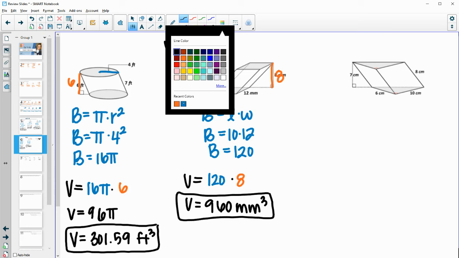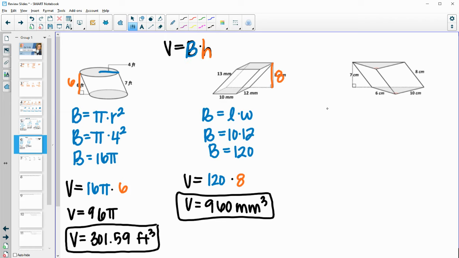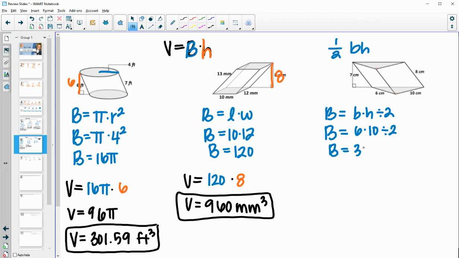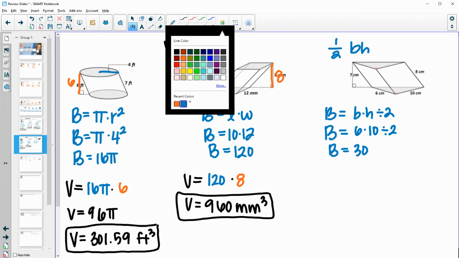Then the next one, the base shape is a triangle. So again, area of a triangle is base times height divided by 2. Or like I said before, you can do 1/2 times base times height. So whichever one you want, same thing. So the base here is 6, the height is 10, and you can switch those around and then just divide by 2. So we get 60 divided by 2, which is 30 for the area of the base.